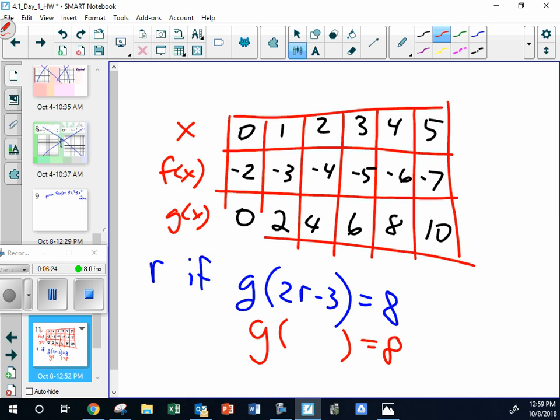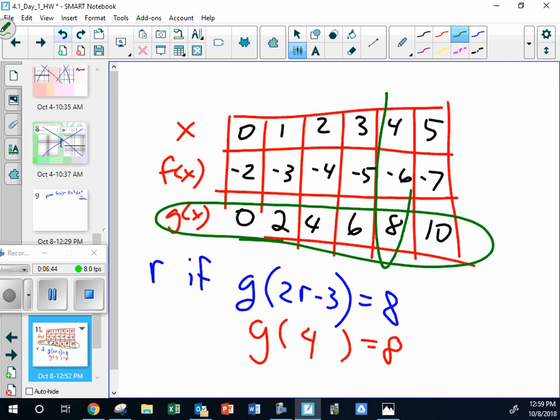G of 4. As soon as you write this right underneath this, I hope that jogs your memory on how to do this. Because do you get G of 4? Here's G of 4, because the x is 4, is 8. See, that's true. And now that I get this set up, G of G of R equals 8.